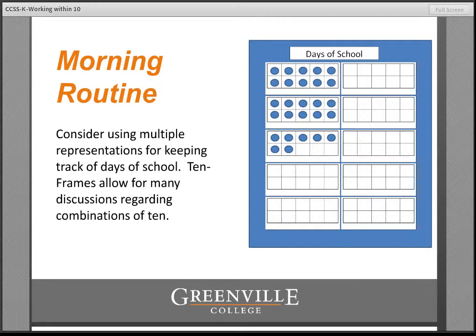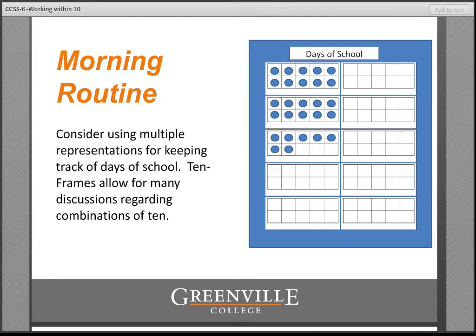The morning routine would be one. I've seen a lot of people who have sticks or straws, and they collect 10 and then create a bundle. That's really useful when children get a little older. This idea of bundling and unbundling groups of 10 will become very important. In the meantime, however, it would also be very useful to represent the days of school with 10 frames. The reason for that is that you're going to get an understanding that's less apparent with the bundles of 10. If I have 7, it's not immediately apparent to me that I need 3 more to make 10.